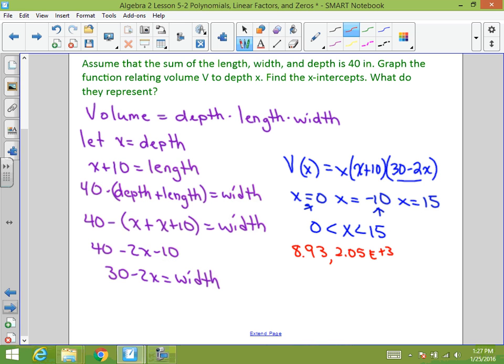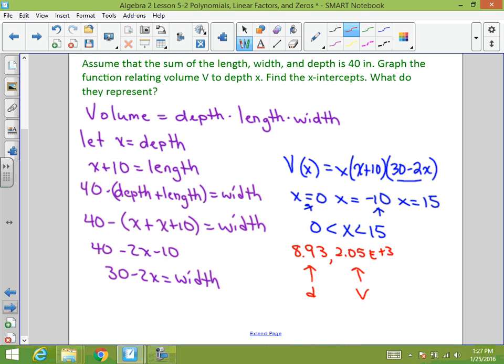So this is the depth of my suitcase, and this is the volume. That's what those things mean. It says find the x-intercepts. What do they represent? We found the x-intercepts represented where my depth could be, but my depth can't be a negative number or 0.